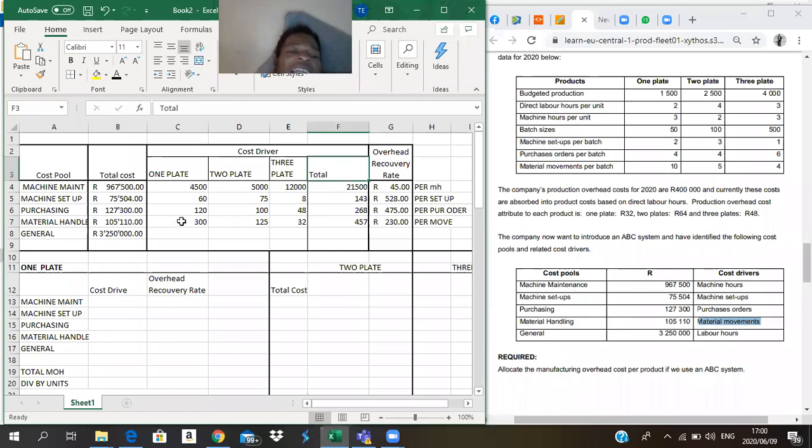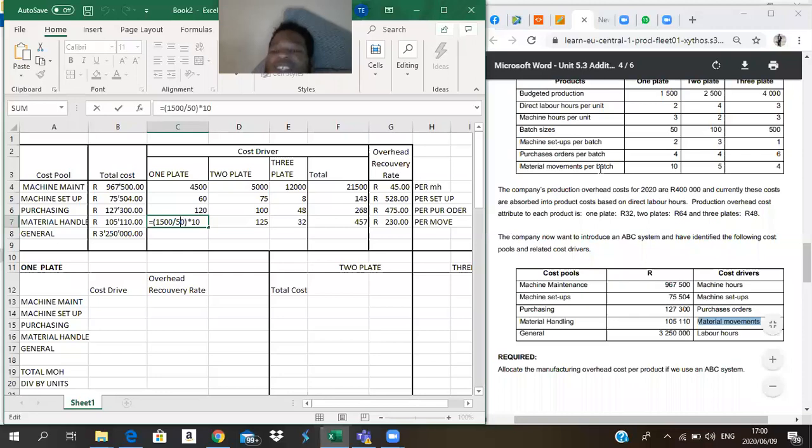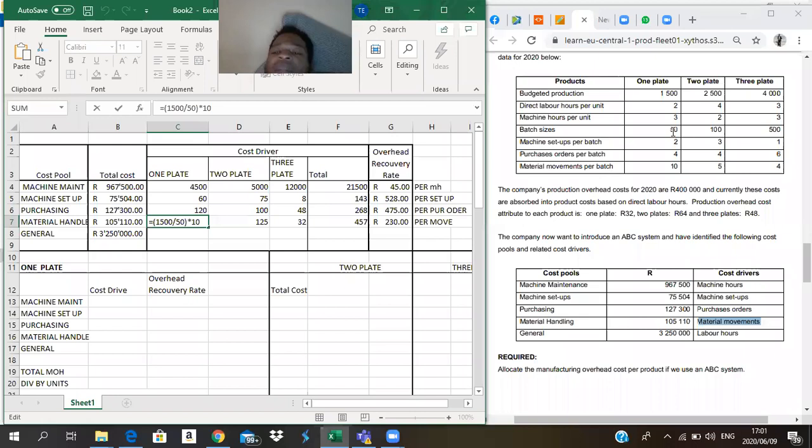So how did I get this 300 here? They said here, material movement per batch is 10 for one plate. It's 10 per batch. So I need to take this 10 and multiply by number of batches. I'm not given the number of batches here. I'm only given the batch size. To get the number of batches, I need to take these total units here, divide by the batch size here. It will give me the number of batches. Then I take that number of batches, I multiply by the 10 there. So that's why you see the 1.5 there, divide by 50 times the 10 there. It will give me the number of movements for one plate, which is the 300.